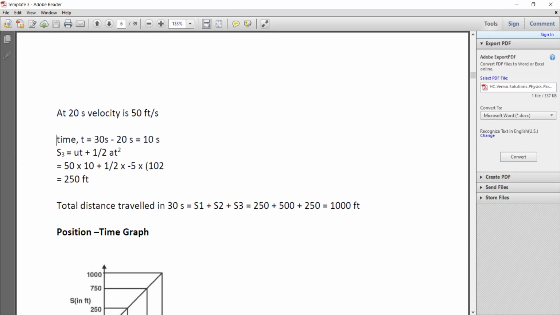From the figure, the acceleration is constant between 20 s and 30 s, i.e., minus 5 feet per second squared. At 20 s, the velocity is 50 feet per second, and the time t equals 30 s minus 20 s equals 10 s. s3 equals ut plus 0.5 at squared is equal to 50 times 10 plus 0.5 times minus 5 times 10 squared equals 250 feet. The total distance traveled in 30 s equals s1 plus s2 plus s3 equals 250 plus 500 plus 250 is equal to 1,000 feet.